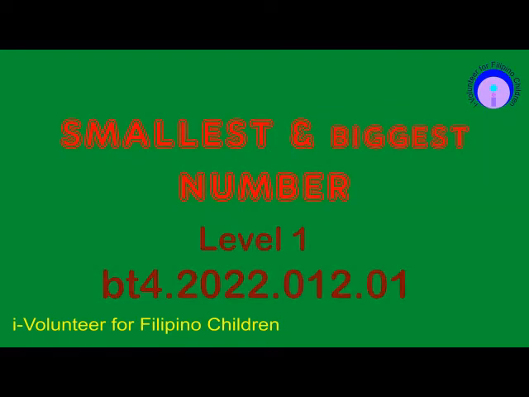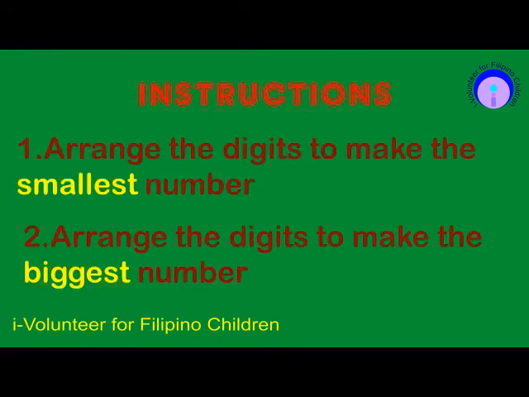In this lesson, you are going to learn how to arrange digits in order to get the smallest and the biggest number that you can form. First, you have to arrange the digits to find the smallest number that you can form. Number 2, arrange the digits in order to make the biggest number that you can form.